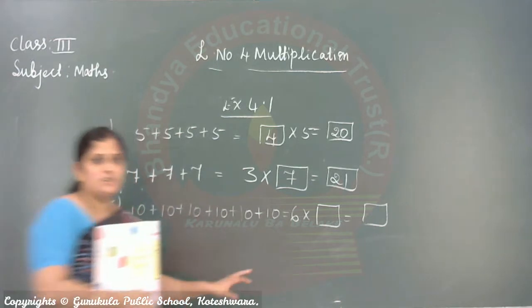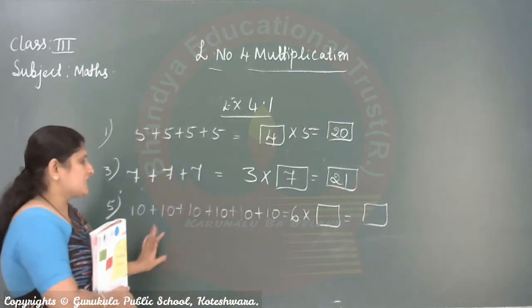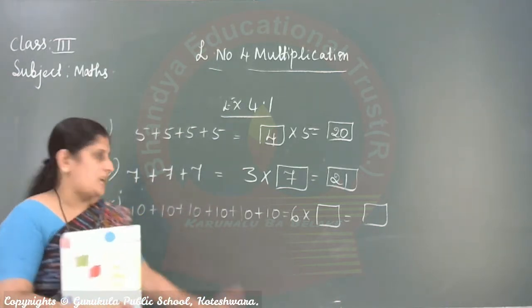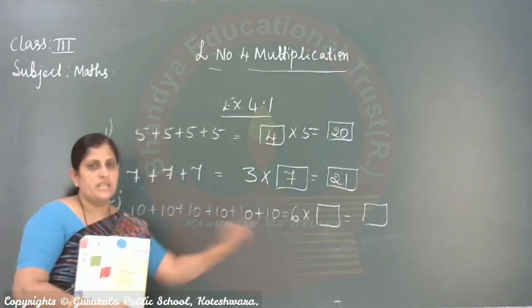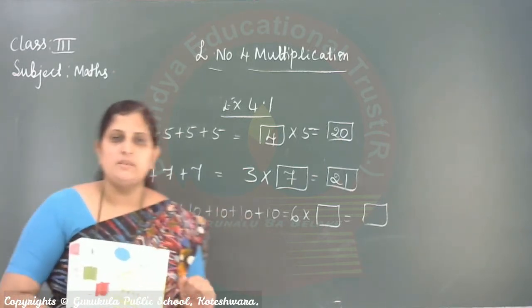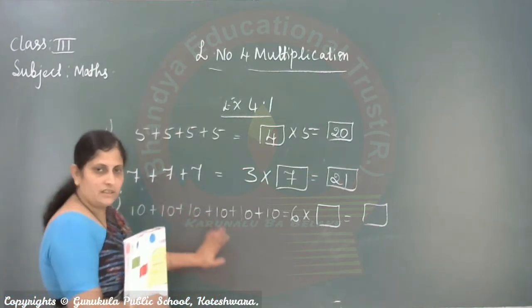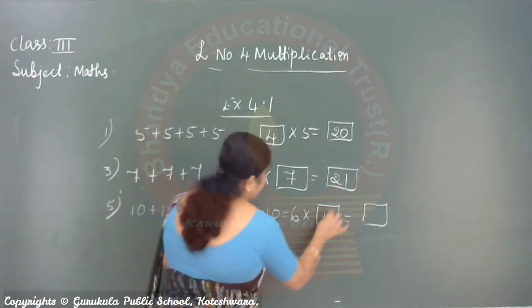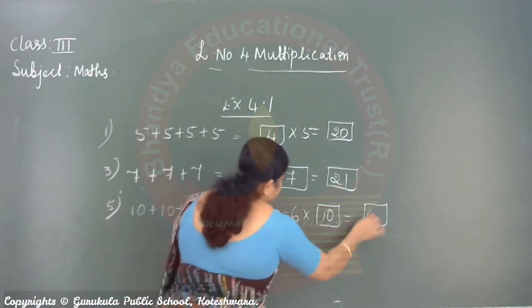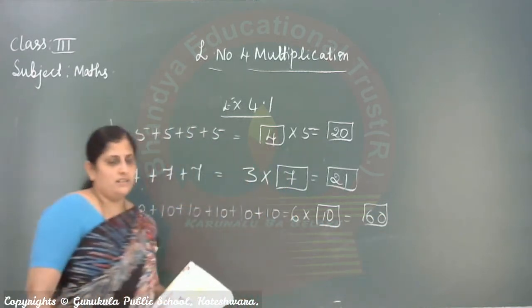6 into dash. How much? 6 times which number is given here? 1, 2, 3, 4, 5, 6. Which number is given 6 times? That is 10. Correct? 10 is given 6 times. So, here you write 10. 6 times 10 is 60, that is the answer.